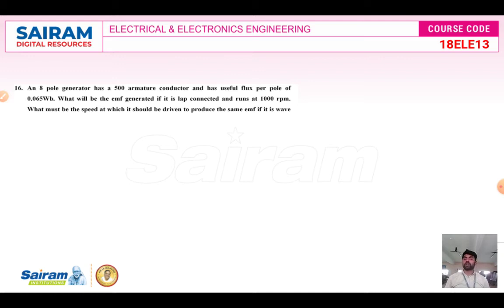An 8-pole generator, number of poles they have given 8, and has Z is equal to 500 armature conductors and has useful flux per pole of 0.065 Weber. What will be the EMF generated if it is lap connected and runs at 1000 RPM? That rotation is 1000 RPM. What must be the speed at which it should be driven to produce the same EMF if it is wave connected? So we'll calculate now. Okay.